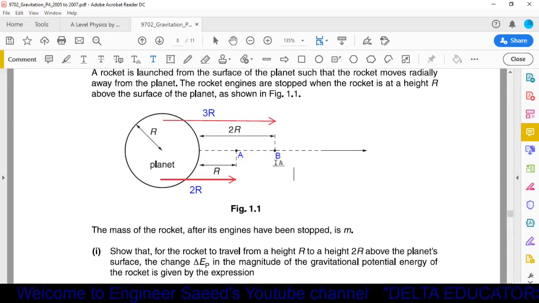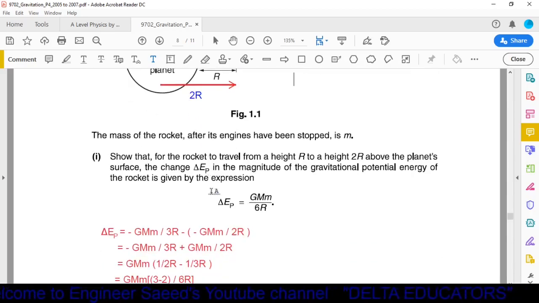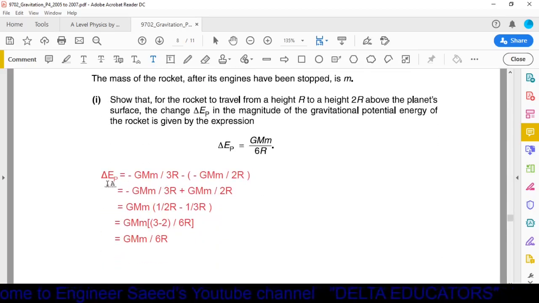When the rocket is at point B, the value of R is equal to 3R, and when the rocket is at point A, the value is 2R. So we can write delta EP, change in potential energy, is equal to minus G capital M small m over 3R minus, in bracket, minus G capital M small m over 2R. Okay, this negative sign will be multiplied and we will get positive, and by taking common we got GMm in bracket 1 over 2R minus 1 over 3R.